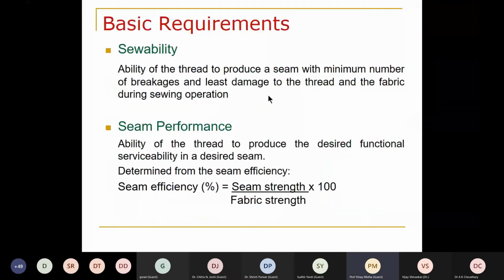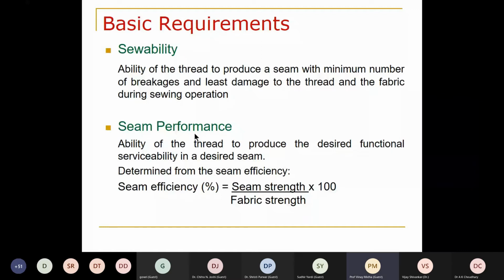And the basic requirements during sewing, first of all, is the sewability. That is the ability of the thread to produce a seam with the minimum number of breakages and least damage to the thread and the fabric during the sewing operation. As we discussed in the morning, there are various types of stresses involved and the sewing thread gets damaged during that process, and at the same time the temperature of the needle also damages the sewing thread. So all these stresses and the thermal loading of the thread affect the sewability.